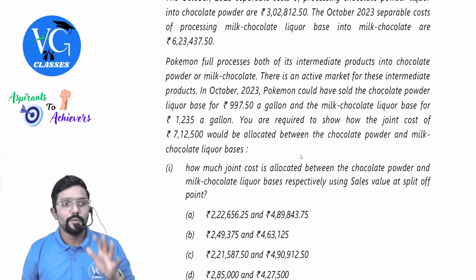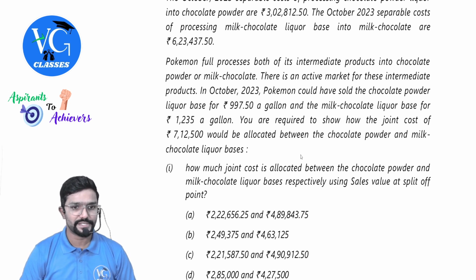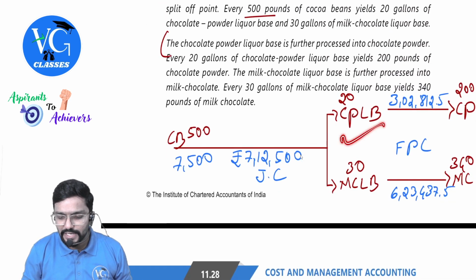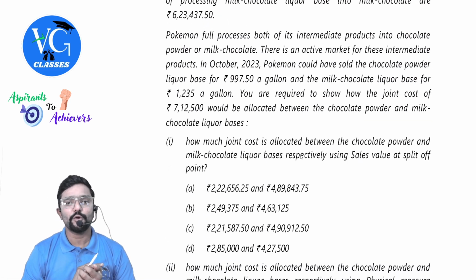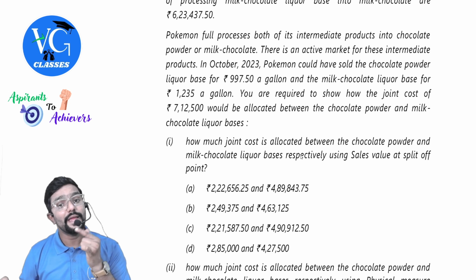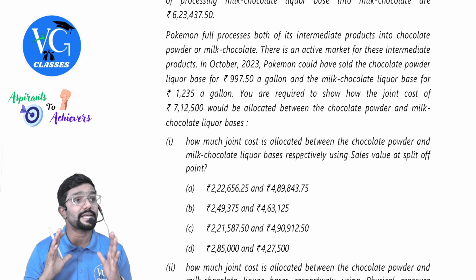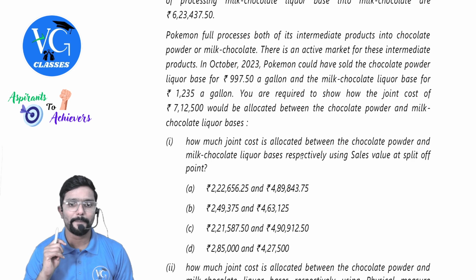Pokemon fully processes both of its intermediate products into chocolate powder or milk chocolate. There is an active market for these intermediate products. Sir, can I sell these intermediate products itself? Yes, they are telling we can sell that also. In October 2023, Pokemon could have sold the chocolate powder liquor base for 997.5 a gallon, and milk chocolate liquor base for 1235 a gallon. Please be careful: intermediate products are expressed in gallons, whereas the output finished products are expressed in pounds.